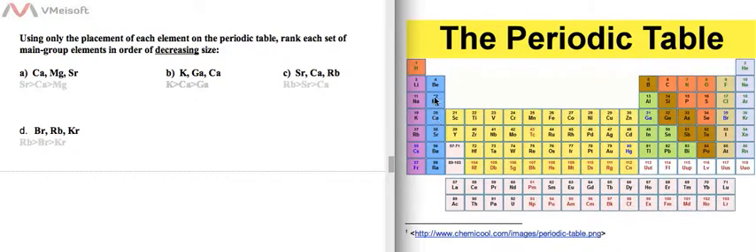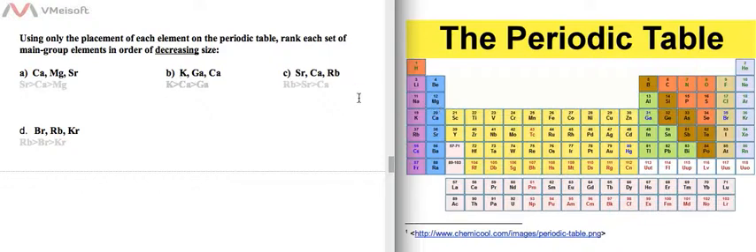Calcium, magnesium, strontium. In decreasing size, I think it makes sense to use the greater than, less than signs. So strontium is going to be bigger than calcium, which is going to be bigger than magnesium. How come? Because the valence energy level for strontium is level 5, for calcium level 4, for magnesium level 3, which means that the outermost electron is going to be closest for magnesium.